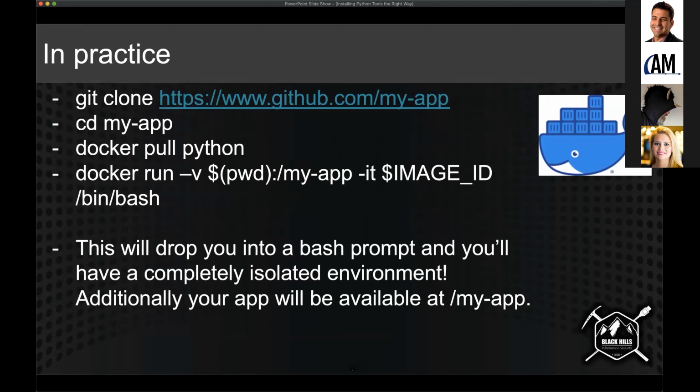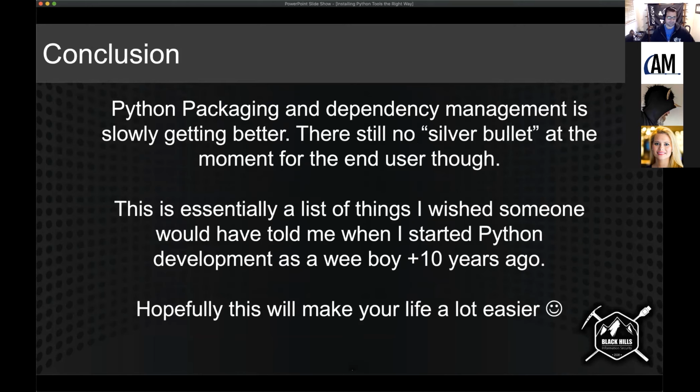So you git clone whatever tool you want from GitHub, and then you do the Docker run command, and it'll drop you in an environment, and there you go. You have your Python app in Docker. And finally, hopefully this was useful, and just on time actually. So hopefully this was useful and a really quick intro to actually how to install things correctly in Python.